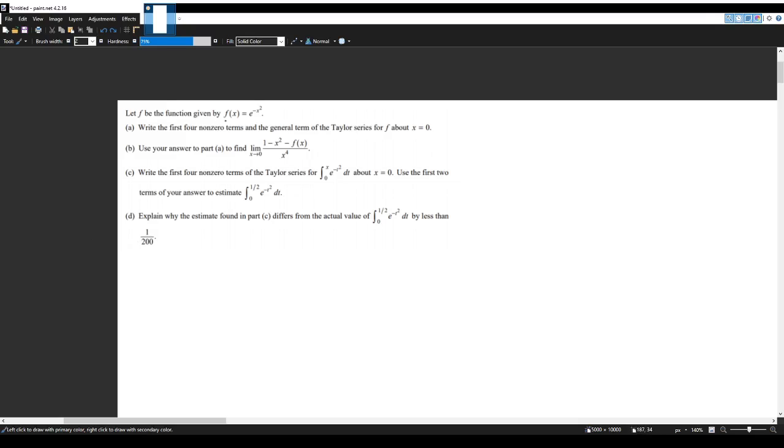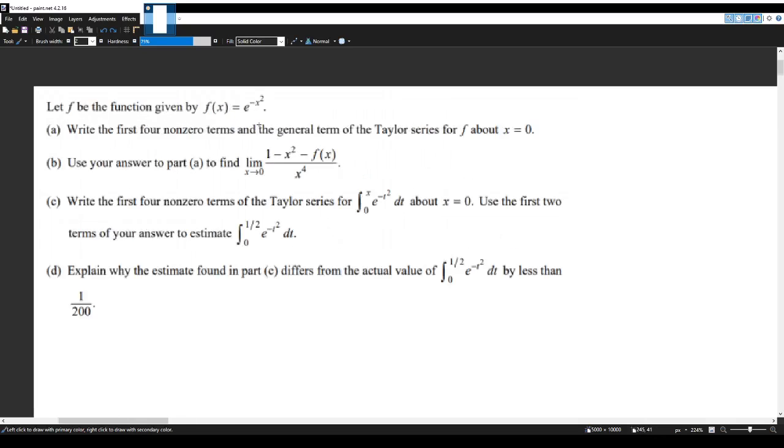Let f be the function given by f(x) equals e to the negative x squared. Write the first four non-zero terms in the general term of the Taylor series for f about x equals 0. So, for this one, you could do a Taylor series thing where you find f(0), f prime(0), f double prime(0), all that stuff. But I don't really feel like doing that because it kind of sucks. And we can use something we already know.